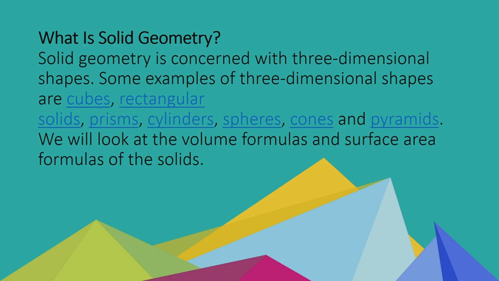Actually, solid geometry is concerned with three-dimensional space shapes. Some examples of these three-dimensional shapes are cubes, rectangular solids, that is cuboids, prisms, cylinders, spheres, cones, and pyramids. We will look at the volume formulas and surface area formulas of the solids at the end of this topic.